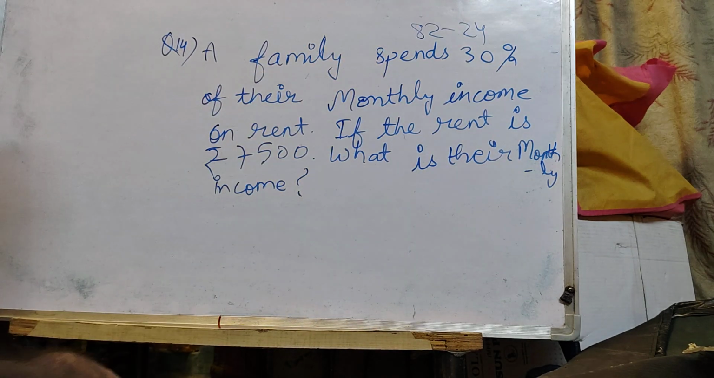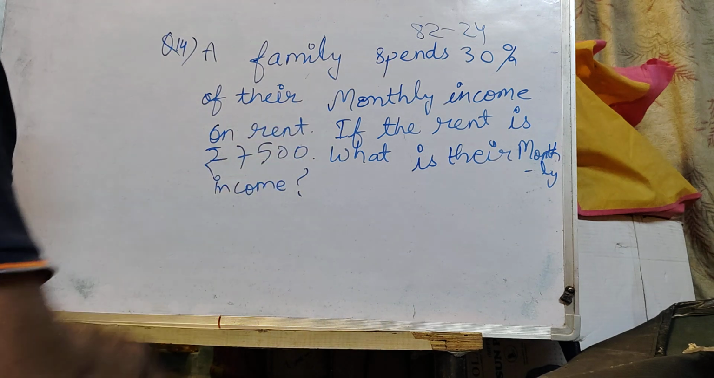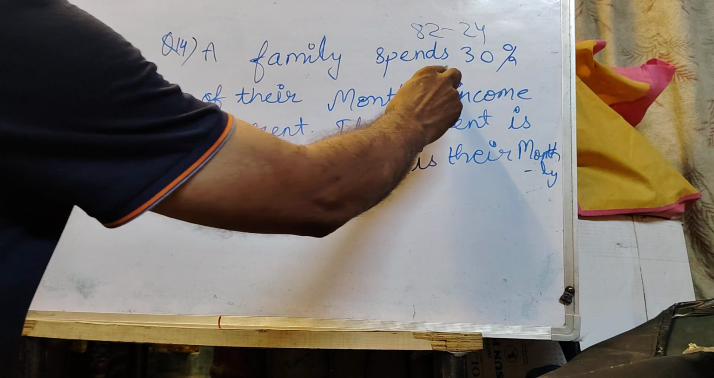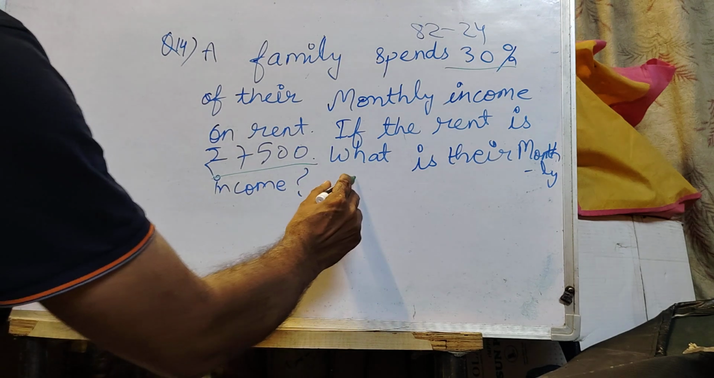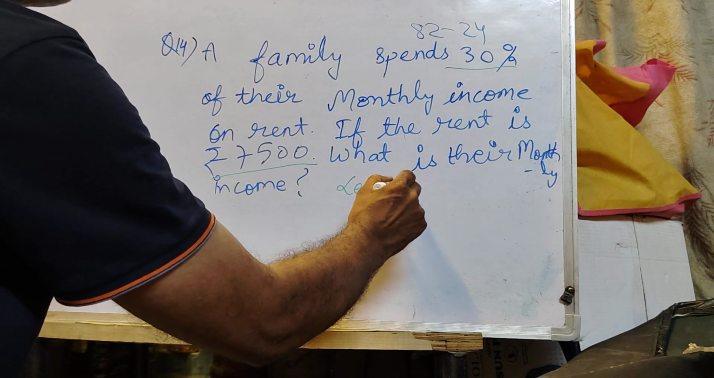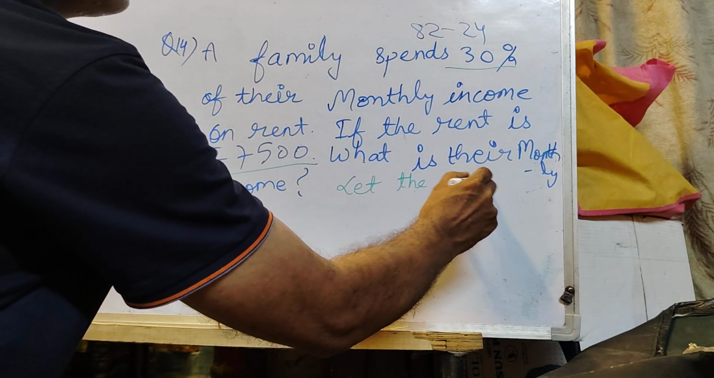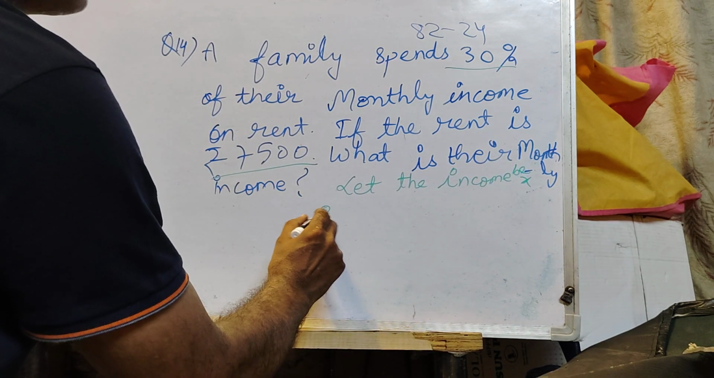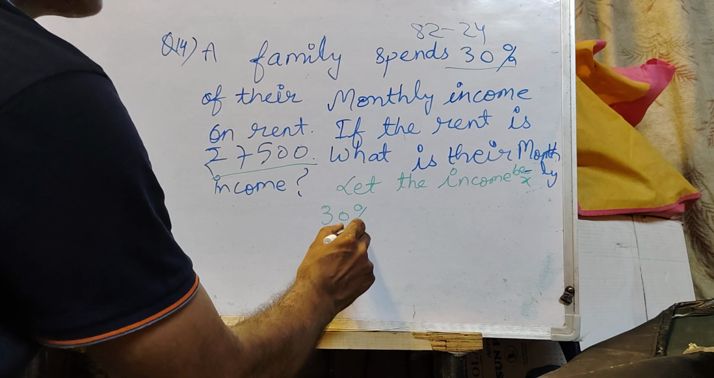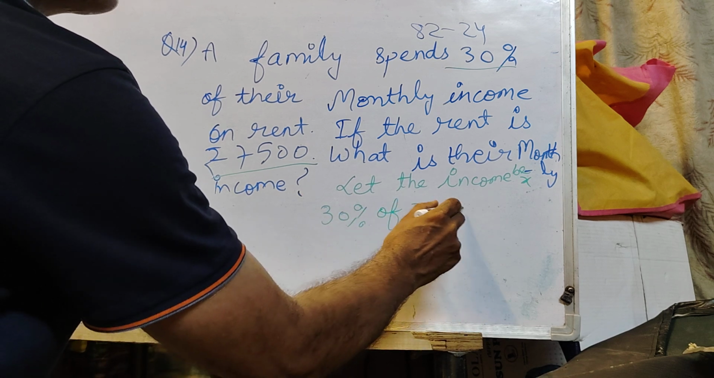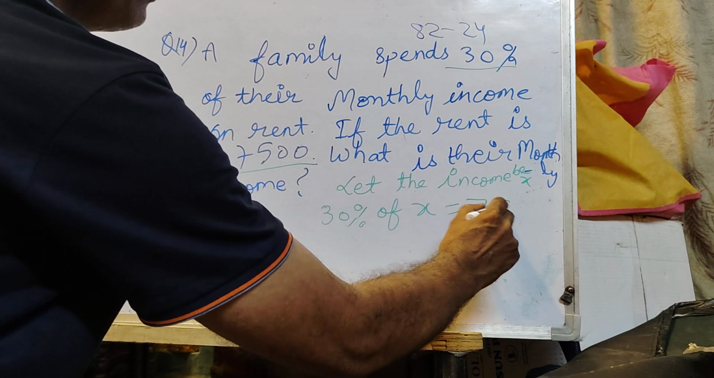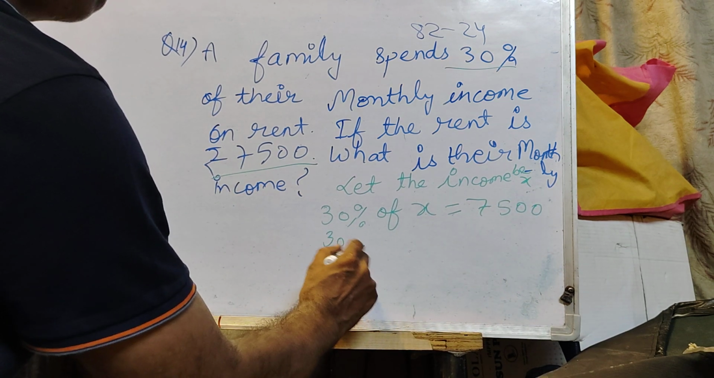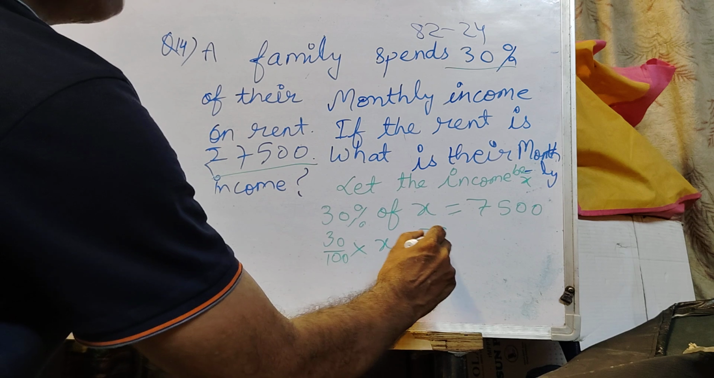So a family spent 30% of their monthly income on rent, and the rent is 7,500. So this 7,500 is nothing but the value of 30%. So let the income be x. In that case, 30% of x, which is the income, is nothing but 7,500. So 30%, it means 30 over 100, of means into x, is 7,500.